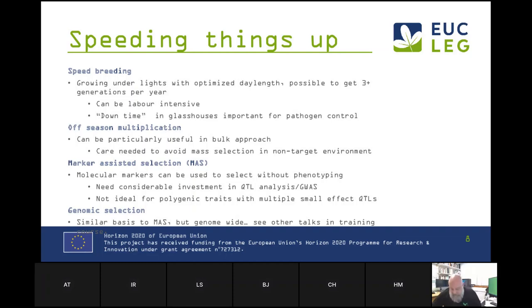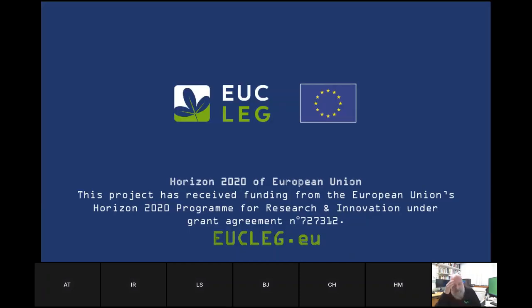You might notice that I haven't listed doubled haploids. This is where haploid cells, usually pollen, are cultured and ploidy doubled to achieve homozygosity at a very early stage. It's not really a reality in legume species at the moment. There's been a lot of advances made in cereals, for example, but it's just not a technique that is available to us. So that's really a brief introduction to what we do with inbreeding species.